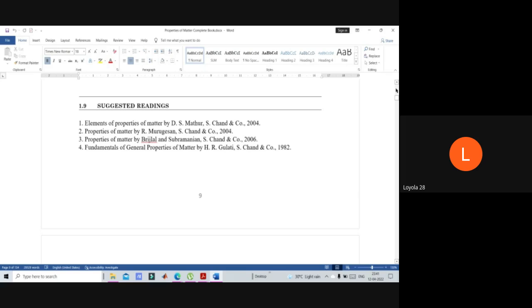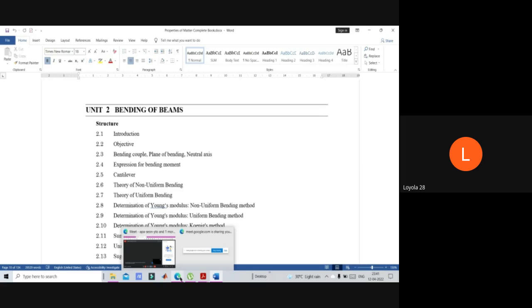Mathur. The second unit deals with bending of beams, that is bending couple, plane of bending, neutral axis, expression for bending moment, cantilever, theory of non-uniform bending, theory of uniform bending, then determination of Young's modulus by the non-uniform bending method, and determination of Young's modulus by the uniform method, and the determination of Young's modulus by Koenig's method. So three methods we are going to discuss in this unit.